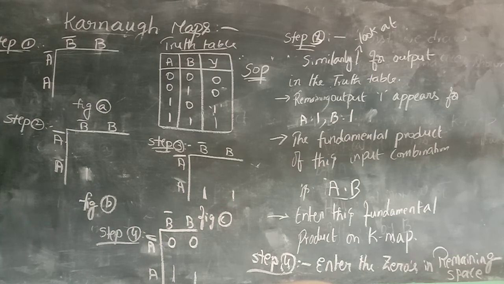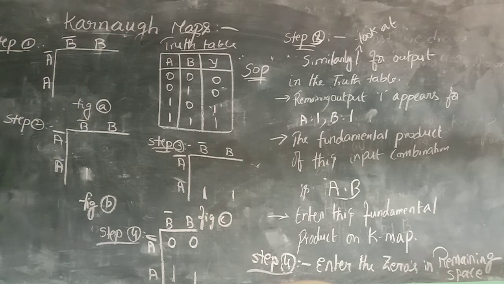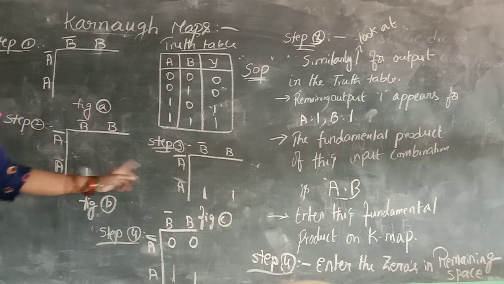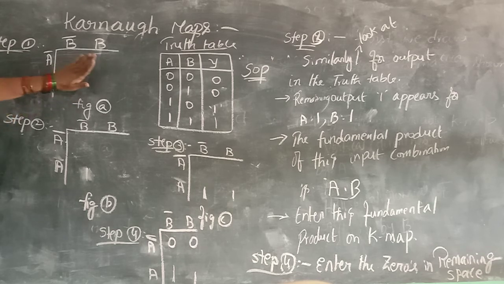This is the Karnaugh map for 2 variables. We simply call it a 2-variable K-map. Like this we fill the 2-variable K-map. It consists of 4 steps, or generally we consider 3 steps only. First we draw the blank K-map, like this for any 2-variable truth table. The horizontal row has B bar followed by B. The vertical column has A bar followed by A.